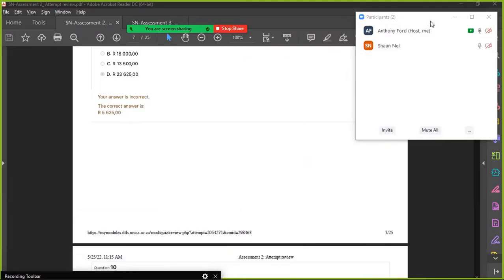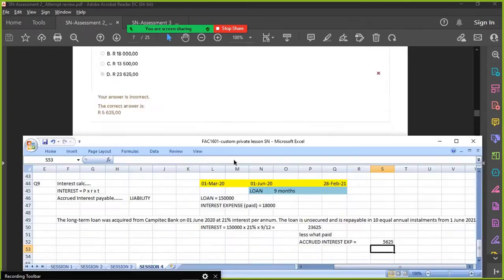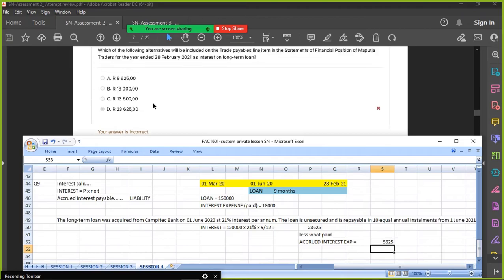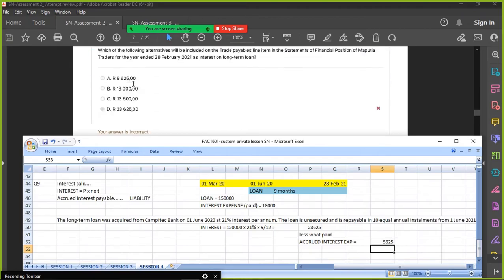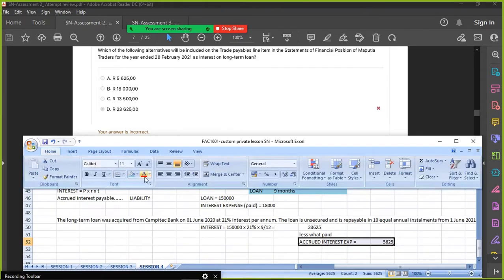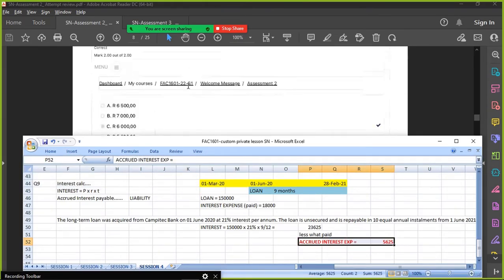Okay, so just before that timeout, we were looking at the interest calculation. Let me just put this back up. Yeah, this is question 9, and that one was wrong. You went with the total. You worked it out perfectly, you just didn't read the question carefully. The question was asking you for the trade payables portion, which is the accrued interest expense. Make sense? Yeah, it does. Okay, all right. 10 you got right.